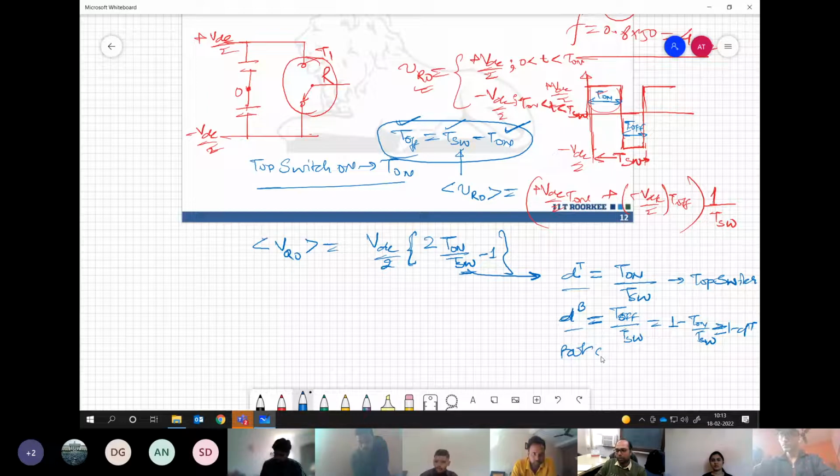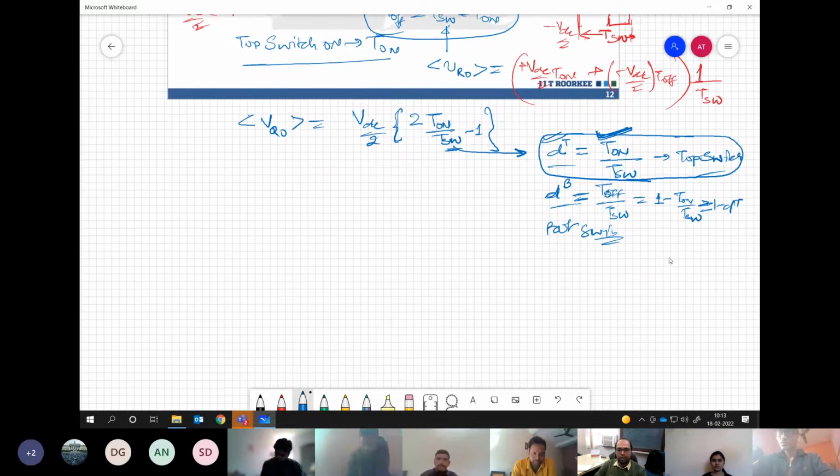This is for the bottom switch. Now we will refer to duty ratio as the duty ratio of the top switch only. This will be our reference. This is for your understanding only. I have derived this expression for the bottom switch, but when we say duty ratio, we will invariably be referring to the top switch alone. Now I can write this as a simple variable D, and I can write it as 2D minus 1.